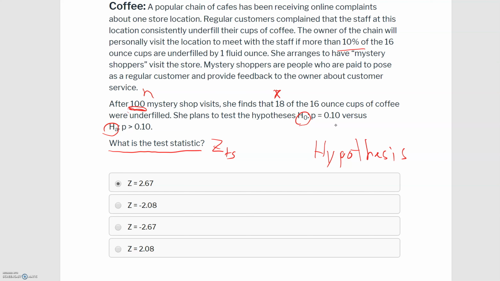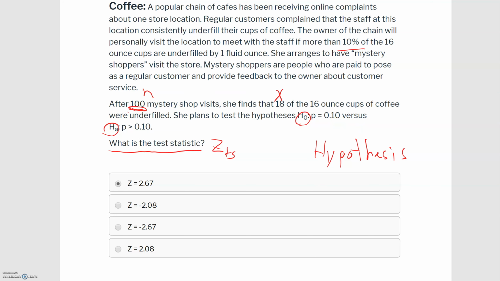The mystery shoppers are people who are paid to pose as regular customers and provide feedback to the owner about the customer service. After 100 visits, that's my sample size, that's my n, she finds 18. So 18 would be my quote-unquote successes. Actually, it's not a good thing. Let me get rid of that because that looks like x-bar. Hang on one second. This would be my x, because that's how many people actually had cups that were at least 1 ounce under the 16-ounce cup.